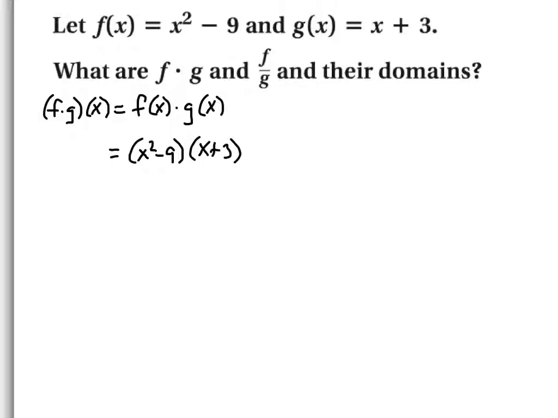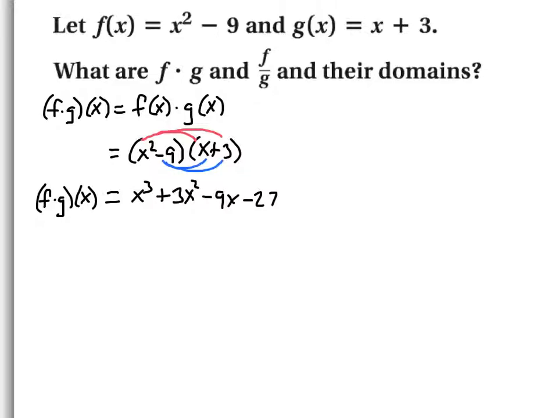So in multiplying those two binomials, I have to FOIL, or double distribute. So I take x squared times x, which is x cubed, x squared times 3, which is 3x squared. Then I've got to take negative 9 times x, which is negative 9x, and then negative 9 times 3, negative 27. Well, there are no like terms, and it's already written in standard form, so I can go ahead and leave that as my answer. That is f times g of x.